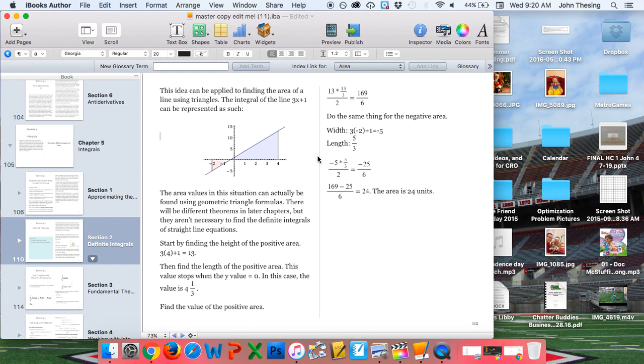The definite integrals of straight line equations. Linear functions, good. I like that. Start by finding the height of the positive area. So maybe put something in, like depicted in blue. People should know which one the positive one is, but people don't. 3 times 4 plus 1 equals 13.